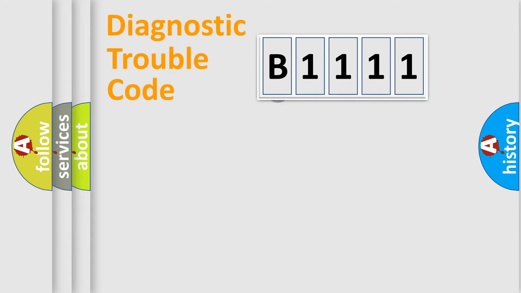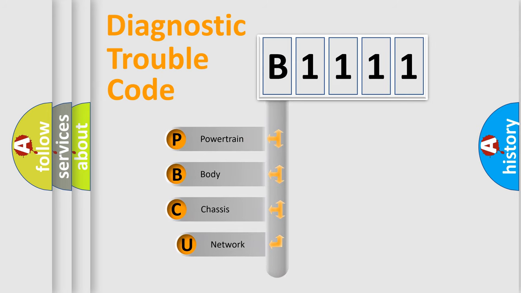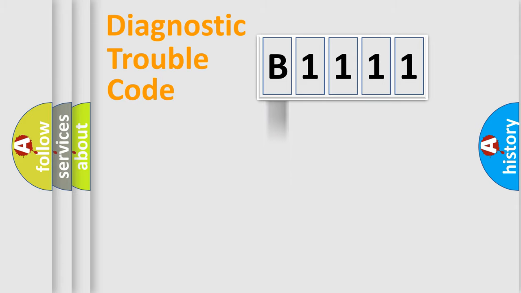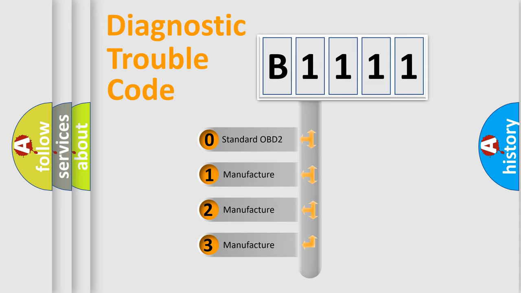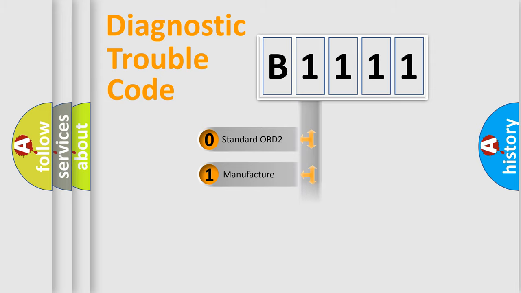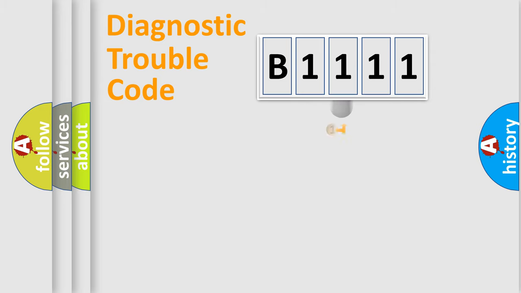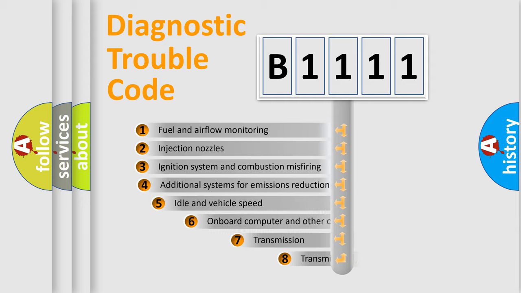Let's do this. First, let's look at the history of diagnostic fault code composition according to the OBD2 protocol, which is unified for all automakers since 2000. We divide the electric system of the automobile into four basic units: powertrain, body, chassis, network. This distribution is defined in the first character of the code. If the second character is expressed as zero, it is a standardized error. In the case of numbers 1, 2, 3, it is a more specific expression of the car-specific error.